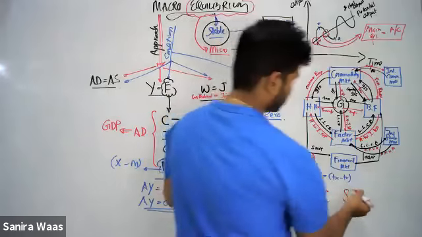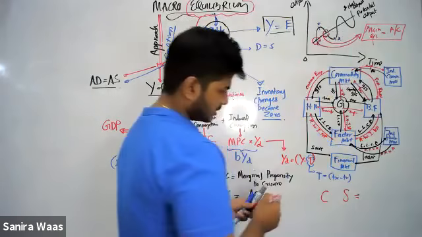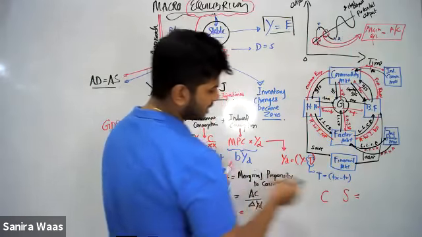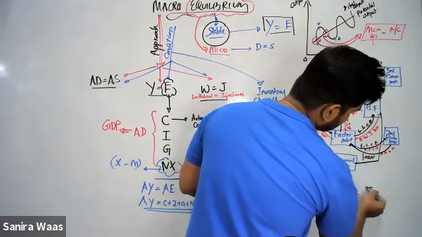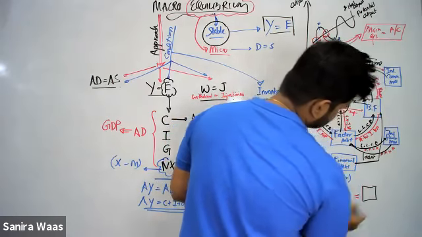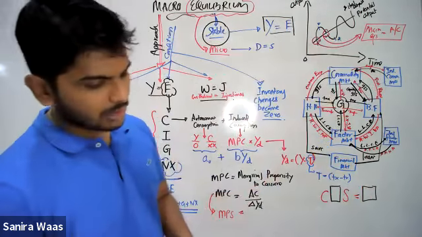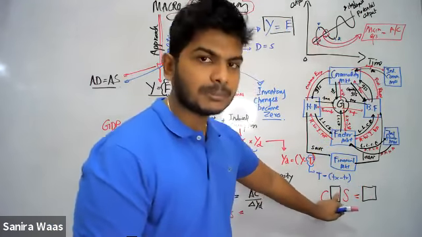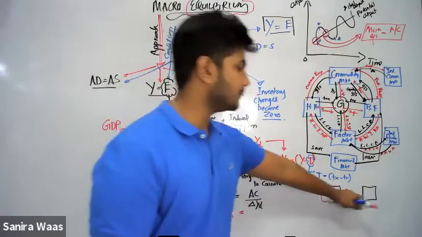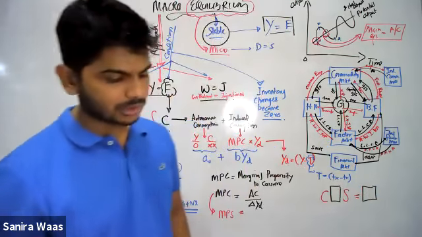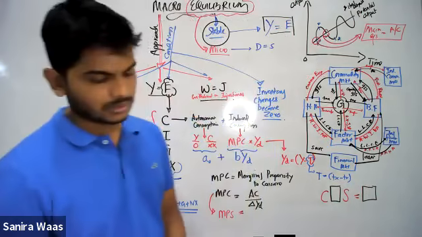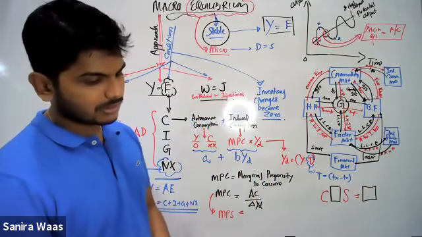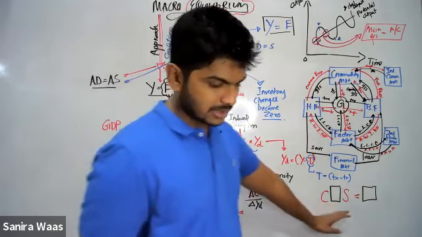Take the equation here. What's the notation you need to add in here? And what is the term you need to add in here? Plus, minus, multiply, or divide? What's the relationship between consumption and saving? Yes, what do we have here, consumption and savings?